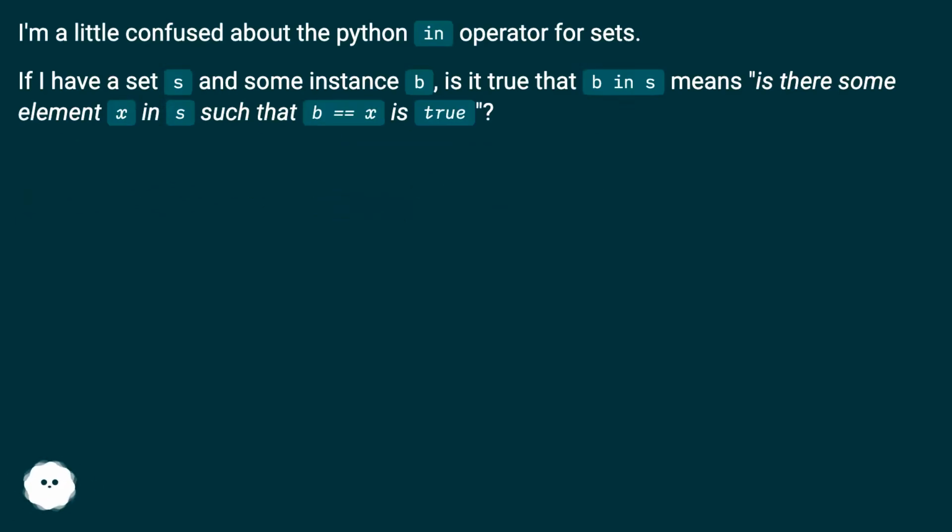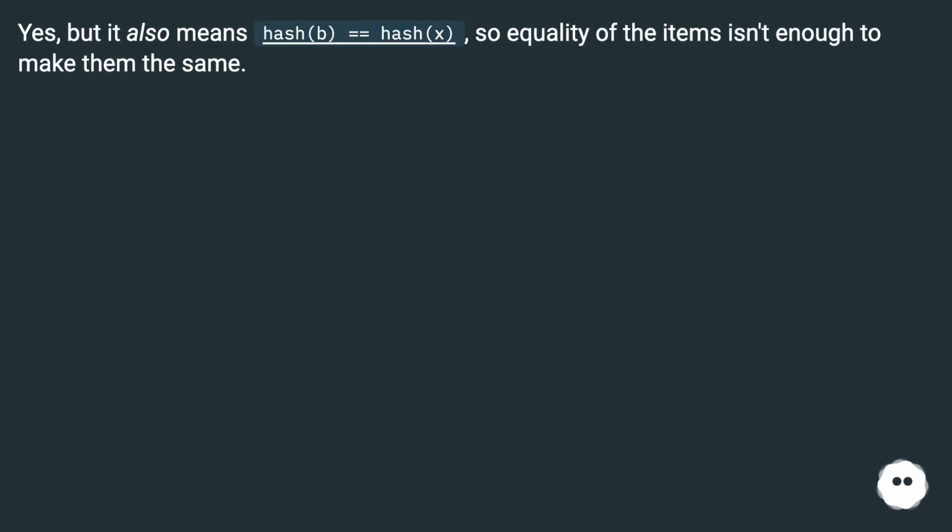If I have a set S and some instance B, is it true that B in S means there is some element X in S such that B equals X is true? Yes, but it also means hash B equals hash X, so equality of the items isn't enough to make them the same.